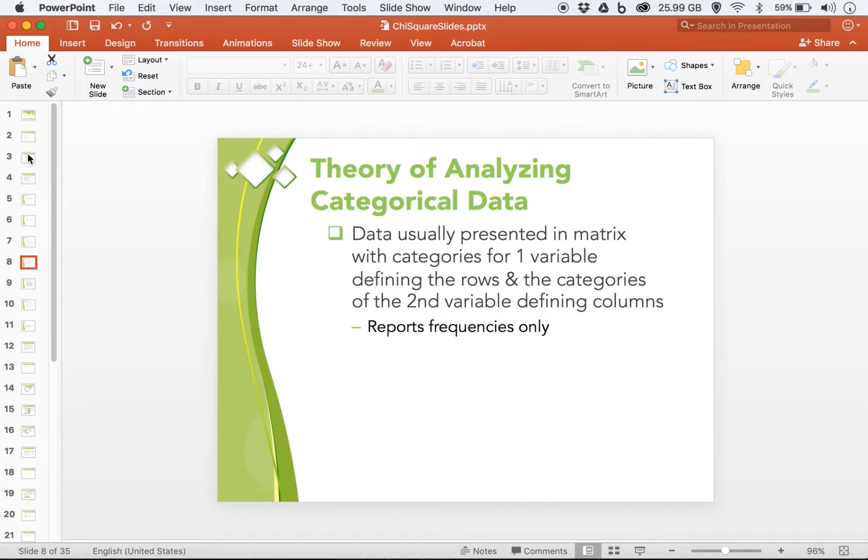Your chi-square organizes your data from the categorical variable into just one table, and it compares the categories with each other. And so in that table, you're just going to see your frequency counts that are for observed and expected values.